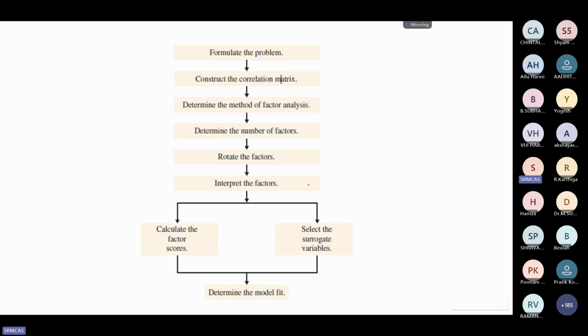So these are the steps for doing the factor analysis. First, formulate the problem, construct the correlation matrix, determine the method of factor analysis, determine the number of factors, and rotate the factors. Then interpret the factors, then select the respective variables under different factors, and then you can use them for further analysis.